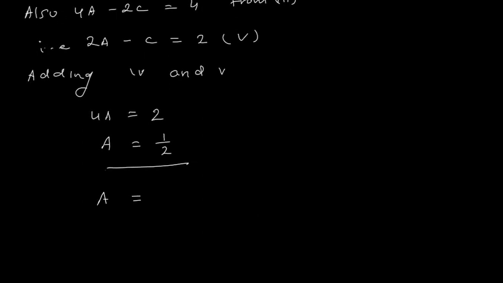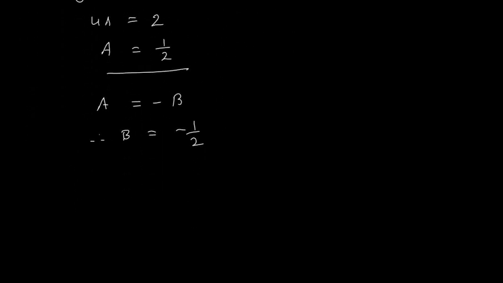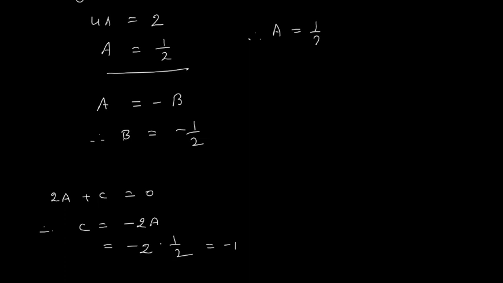So a is equal to minus b. Therefore the value of b is minus half. Now we have 2a plus c is 0. Therefore c is equal to minus 2a, which is minus 2 into the value of a, which is half. So this becomes minus 1. So finally, a is half, b is minus half and c is minus 1.